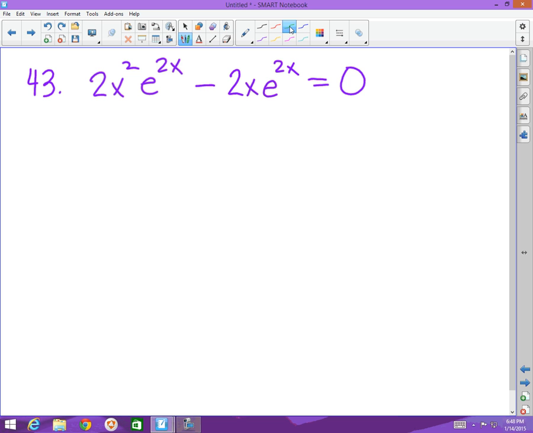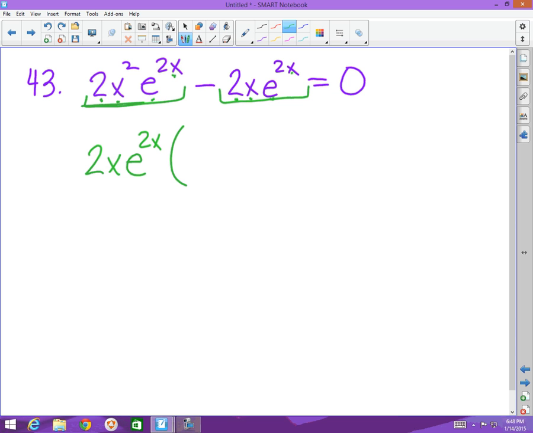Just like the last one, except now this is a little bit funky. If you look at this, notice anything about both of these two things? Oh yeah, it looks really confusing, I know that. Quit whining and just look at it. They both have a 2 in common, an x in common, and an e to the 2x in common. So let's factor that out. So you have a 2x e to the 2x.